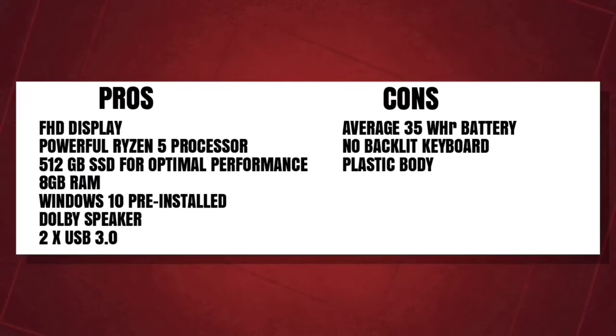Now let's come to the advantages and disadvantages. So the main advantages are the 15.6-inch Full HD display, Ryzen 5 processor, 512 GB SSD for optimal performance, 8 GB of RAM, Windows 10 already pre-installed in the laptop, the Dolby speakers, and two USB 3.0 ports. So these are the advantages.